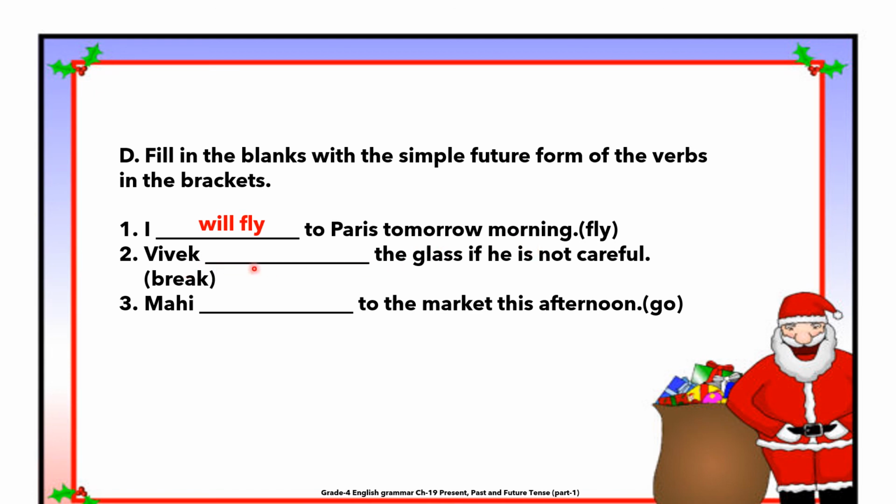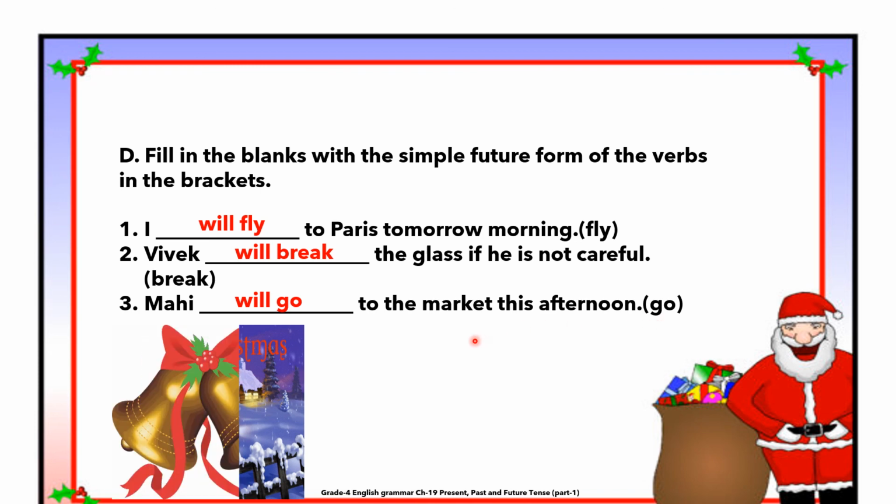Next, Vivek dash the glass if he is not careful. The verb is break. So the answer is will break. Vivek will break the glass if he is not careful. Next, Mahi dash to the market this afternoon. The verb is go. So the answer is will go. So children, try to do this exercise.